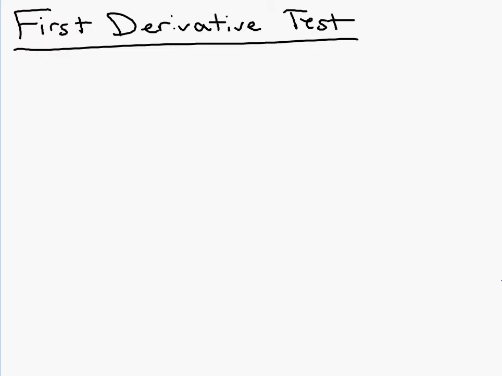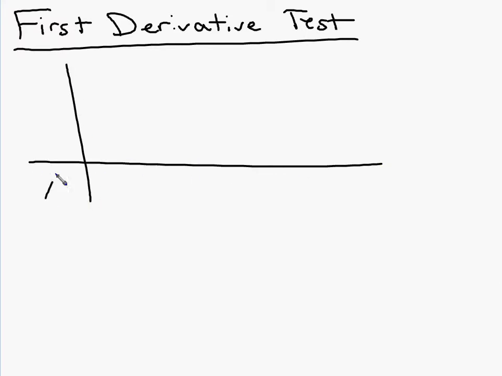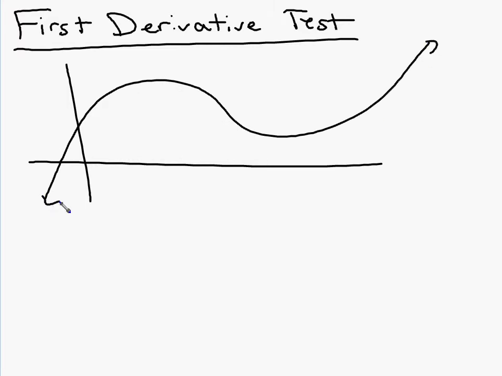Today we start working with the first derivative test, which gives us another way to find maximums and minimums. If we have a graph of some function that looks like this, and let's say that this x value is c and this x value is h.